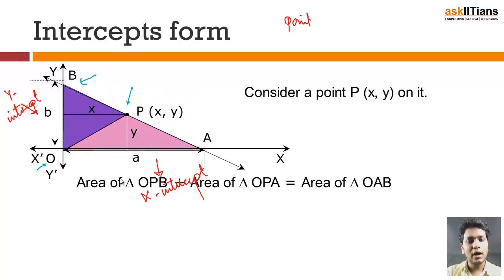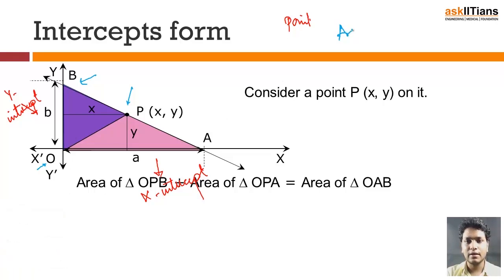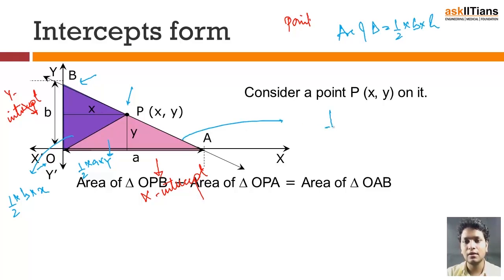So I will write out the areas and equate them. The area of a triangle is half base into height, very well known to us. For this triangle, if the base is b, the perpendicular height is x, and for this triangle, if the base is a, the perpendicular is y. For triangle ABO, as we can see, it is a right angle triangle, so both sides will be written like a into b. Let us see what the next step is.